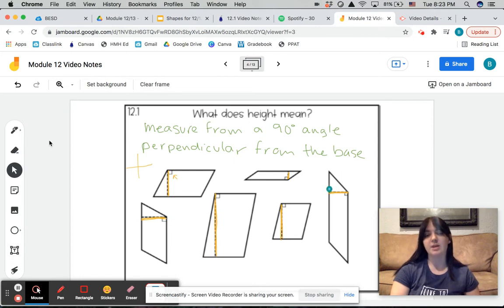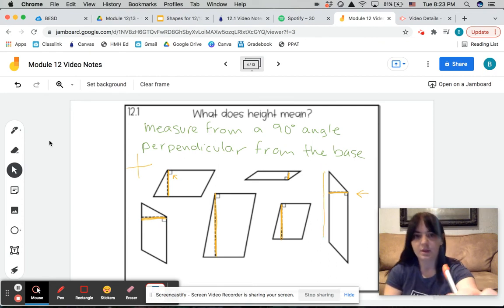And these are our heights because they are a 90-degree, or perpendicular, line from the base. Some of these are sideways, right? Because our height is actually going across like that. But it's still a 90-degree angle from that longer line.